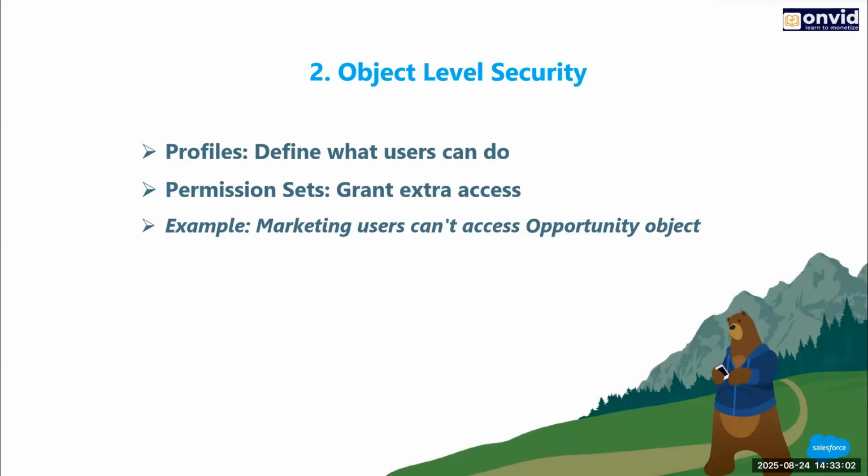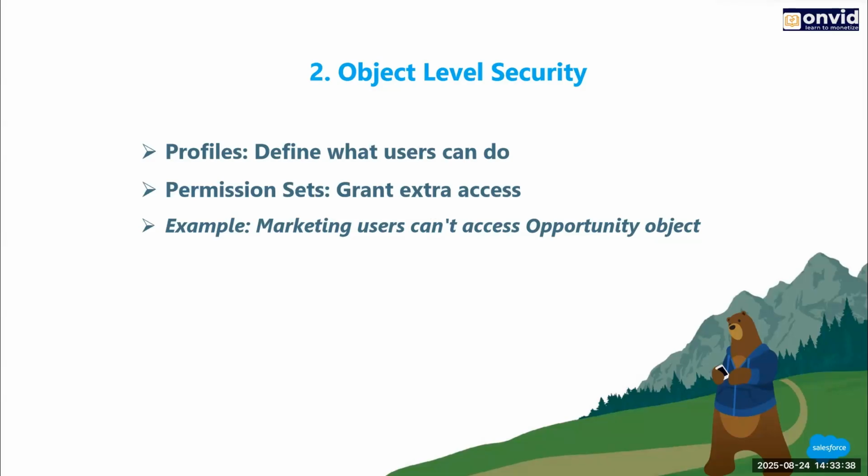We'll have a look into all of these things. So don't get overwhelmed. It's very simple, not complicated, but it's a very important use case: how we can consume and how we can save the licenses. From the organization's point of view, it is very important. For example, marketing users cannot access the opportunity object. These security things we can also manage with profile and permission set.